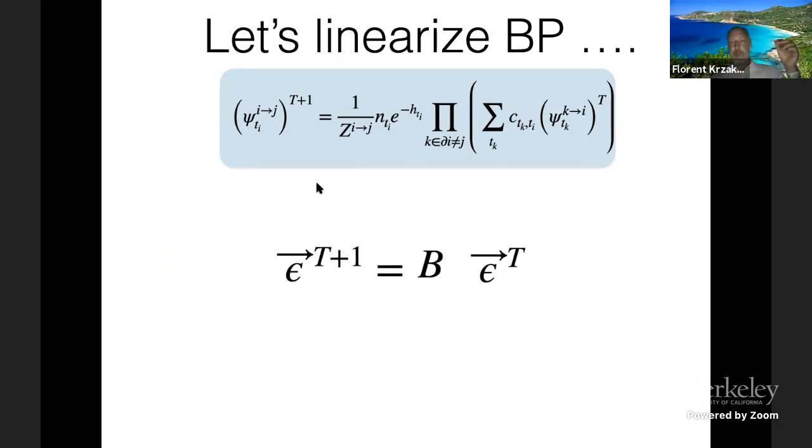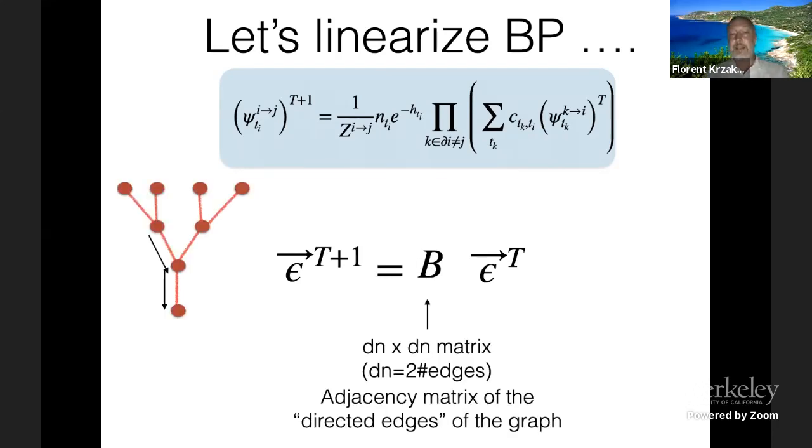This set of epsilons obeys a very, very simple recursion. In fact, it's just a linear recursion, perhaps not surprisingly, where B is an operator. It's a 2M times 2M matrix. So it's a matrix that is twice the number of edges times twice the number of edges, which tells you how directed edges are connected on the graph. Because of course, this is what matters for BP, right? To update this message, I need to remember that I take this message and this message. And so this matrix is just the adjacency matrix that tells you which directed edges are connected.